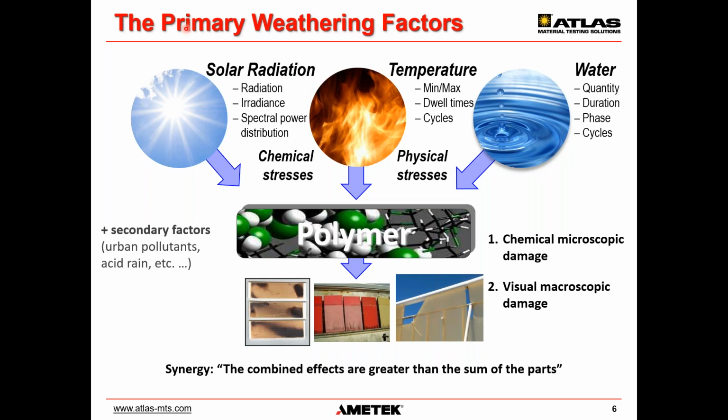And first, you get some microscopic chemical damage. You might not see it. You might not have a severe influence on the tensile strength, for example. However, at some point, this damage is accumulating, it becomes more obvious, it becomes more visible, and then you get macroscopic damage, very often physical damage, cracking, a secondary, I would say, effect of weathering.